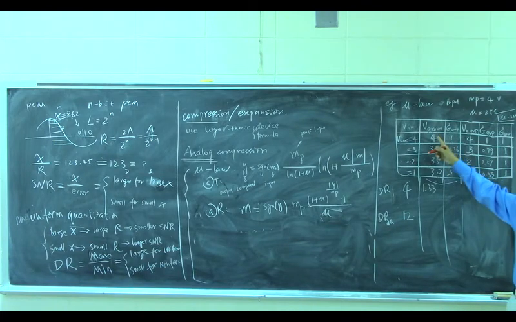Okay, 4, this one is the maximum, right? Not this one. Why? Look at this one. This is not the maximum. This one with this. Yes, 4 divided by 3. And what is this dynamic range in dB?